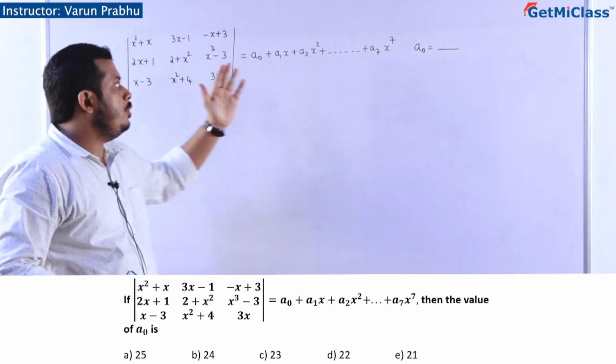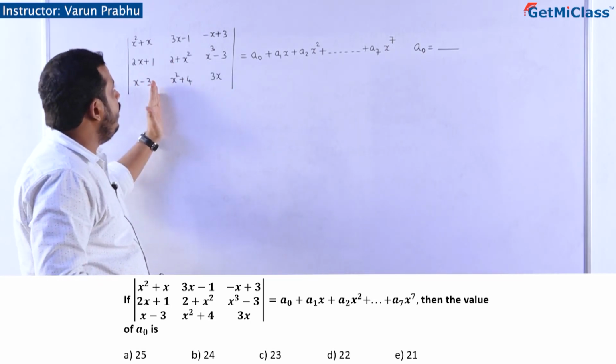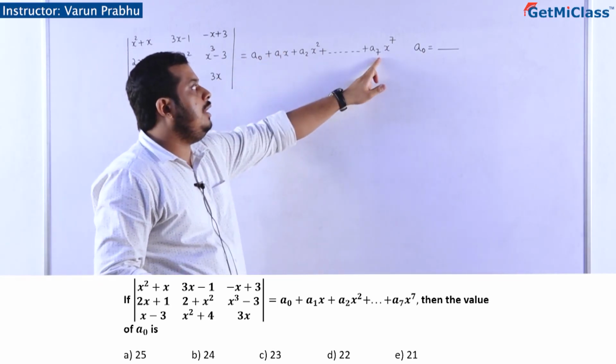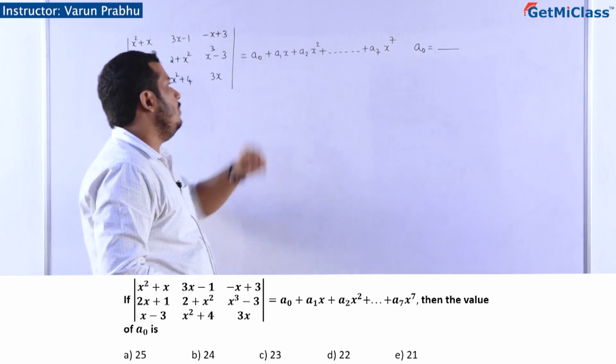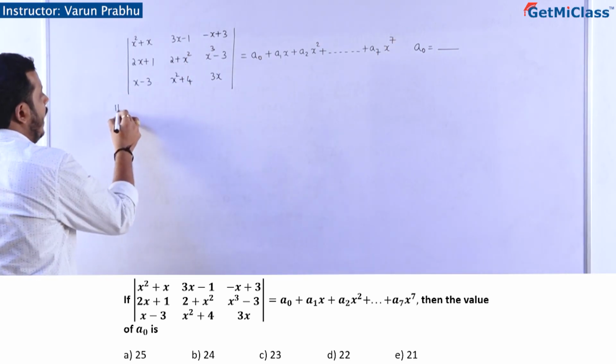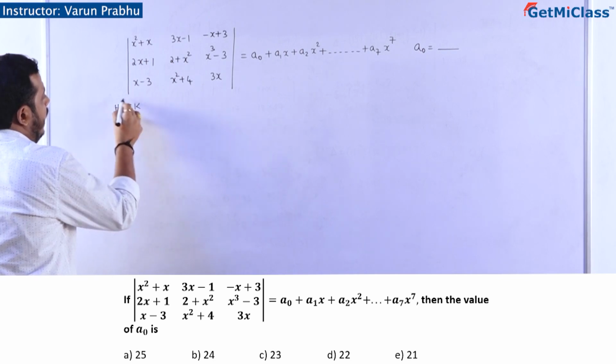If you look at this question, students, this determinant will get equated to a 7th degree polynomial. If that is the case, then what is the value of this constant term is the question asked. There is a hack to this question.